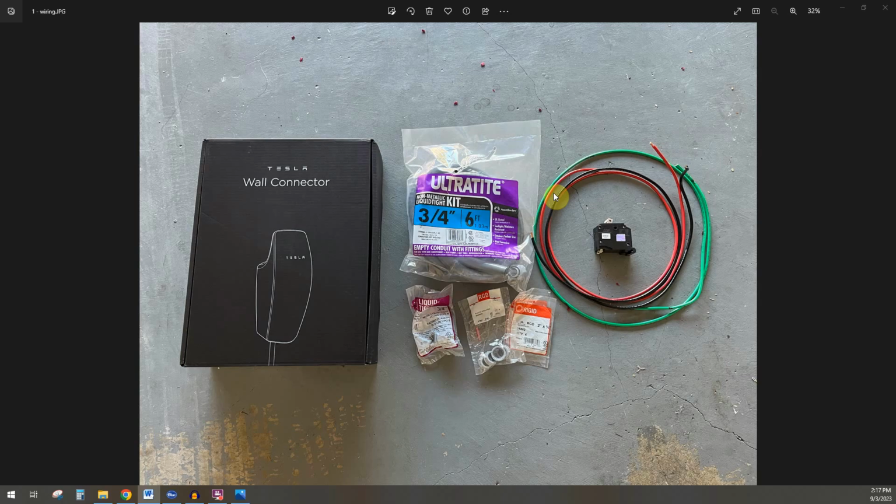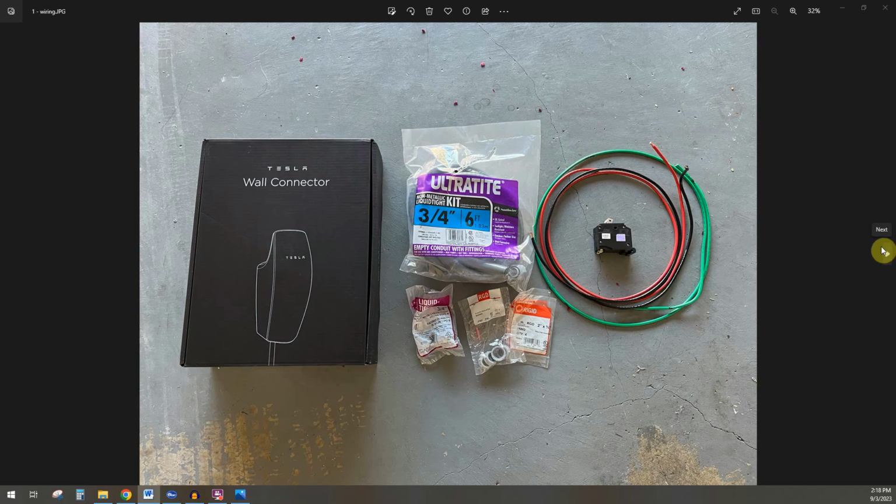So the first one for me is the wiring. There's a ton of misinformation about wiring, especially when you're doing a 60 amp breaker on the wall connector. So for me, what I did is I used the 6 AWG THHN, which is very common for this install. And so that's the wiring here, which is basically just wiring in insulation.